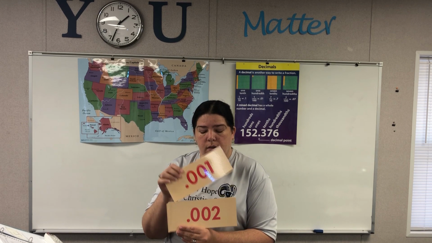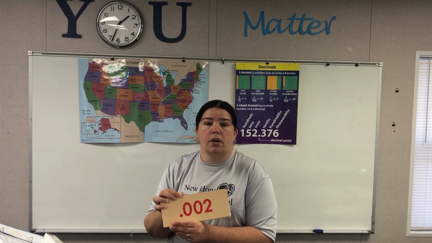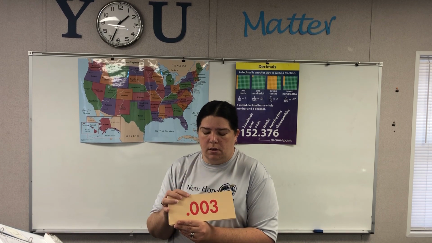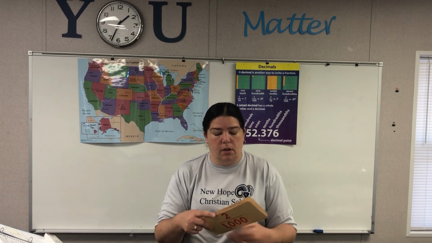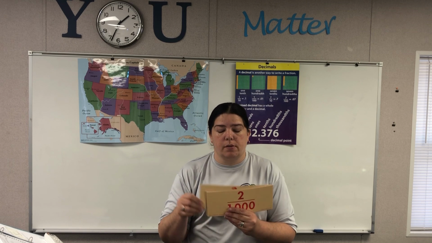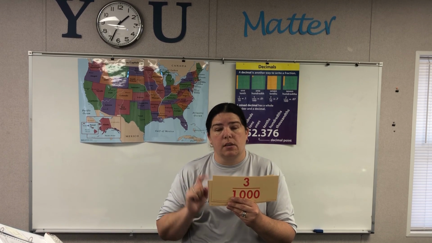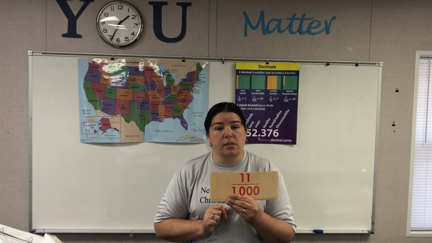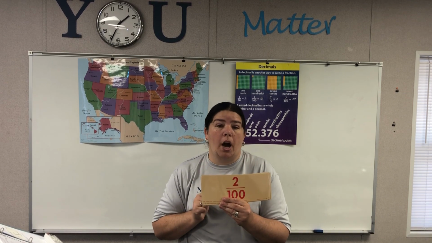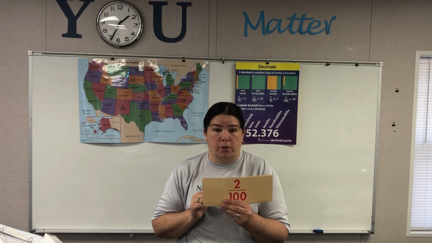1/1000ths. 2/1000ths. 3/1000ths. Do you understand? Let's mix them up. All right. I will show you the fraction first. 3/1000ths, 0.003. Very good. 11/1000ths, 0.011. 20/1000ths, 0.02. You got it? Okay, good job.